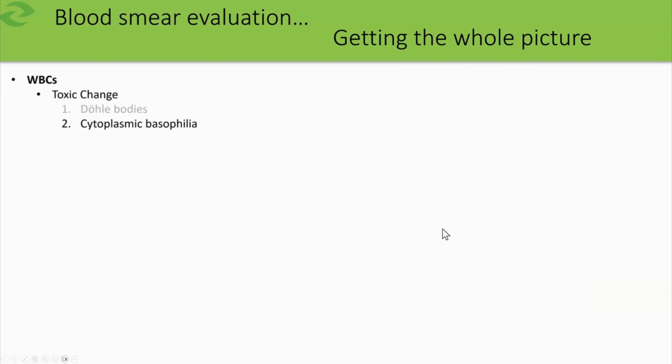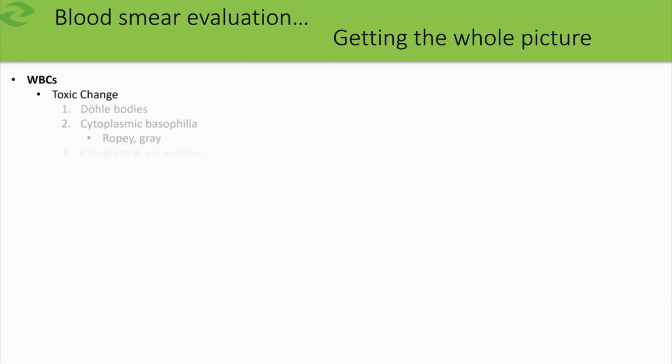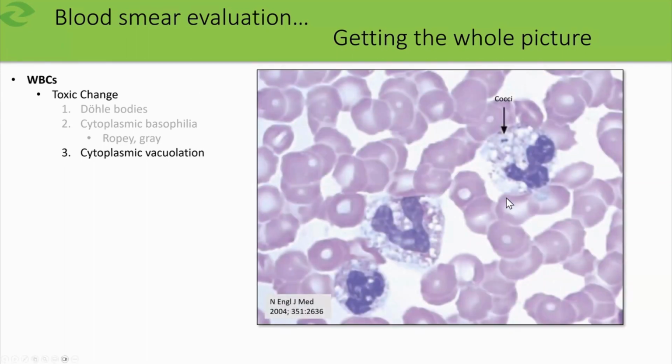Cytoplasmic basophilia is the next moving up in severity. Cytoplasmic basophilia is second, and same cells, same images here. We've got ropey gray cytoplasm, which is very characteristic of that cytoplasmic basophilia. And one way to differentiate from a monocyte, if you're uncertain, is that ropiness to the cytoplasm. Now this is actually blood from a human, but it's a nice depiction of the cytoplasmic vacuolation.